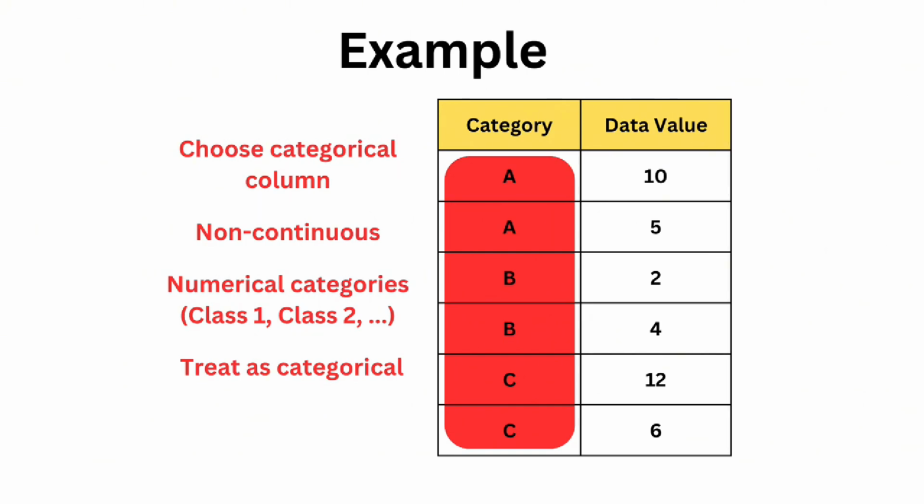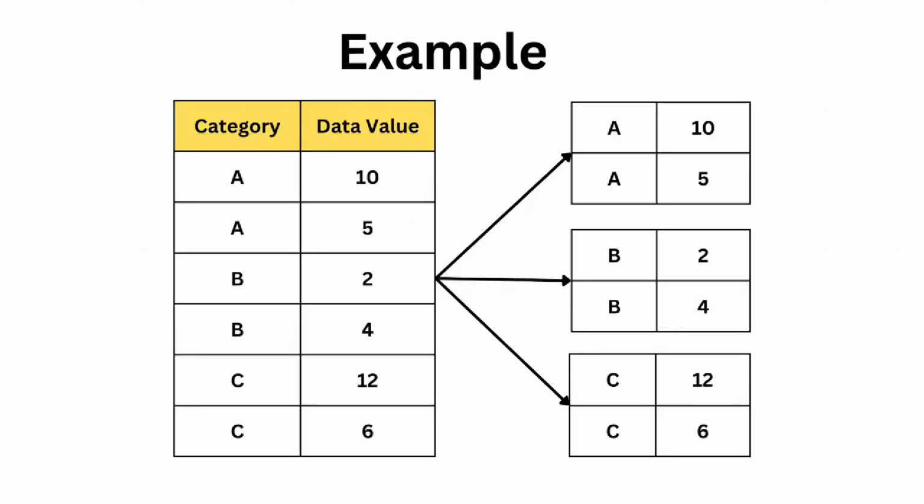So the way a group by operates is the following. We have already chosen our categorical column. Then what we're going to do is essentially split this table up on a per category basis. So we have everything that went with category A, then B, then C, and then we have the corresponding data values.